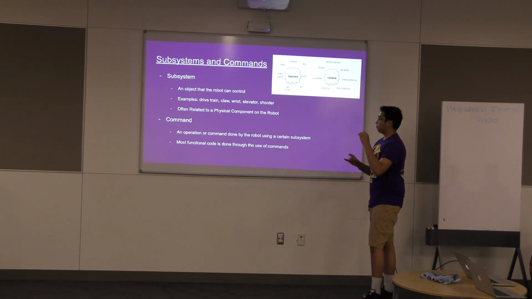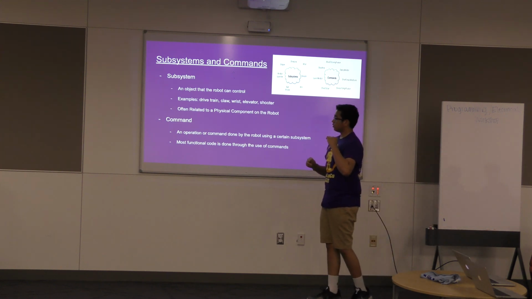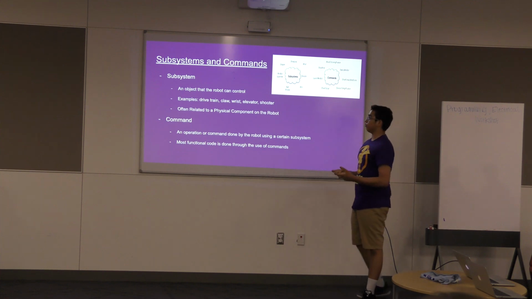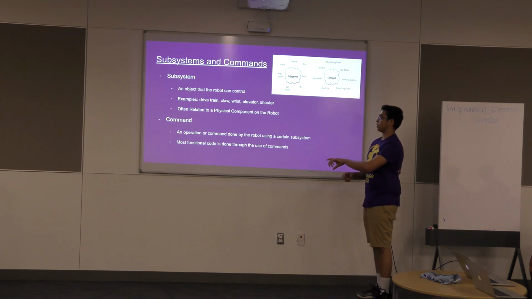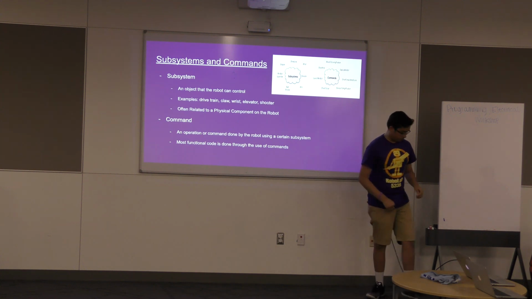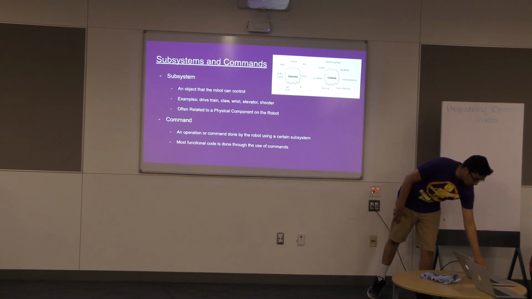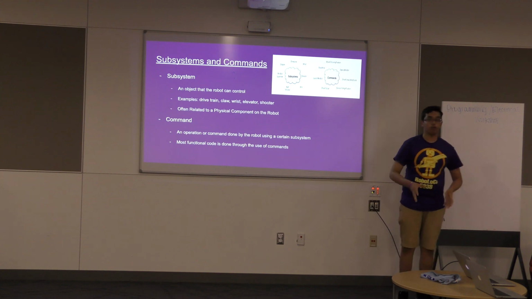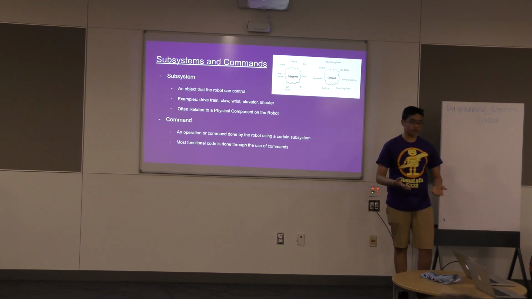So this is basically the structure. This is what FRC programming is. It's just split up into subsystems and commands, or at least that's what we're using. If you take nothing away, remember, subsystems are stuff that's on the robot. Commands are stuff that you can do with the subsystem.